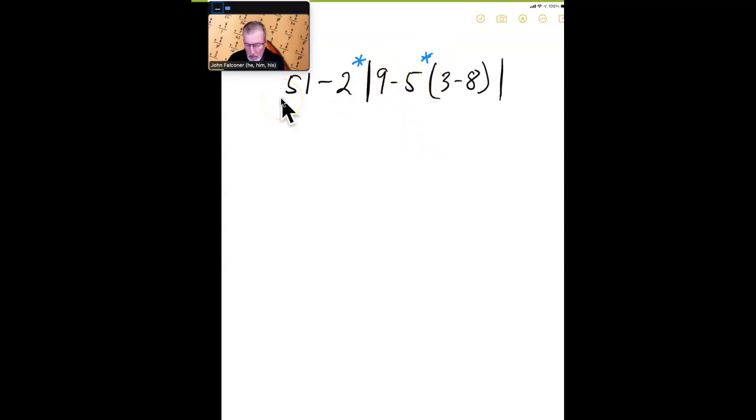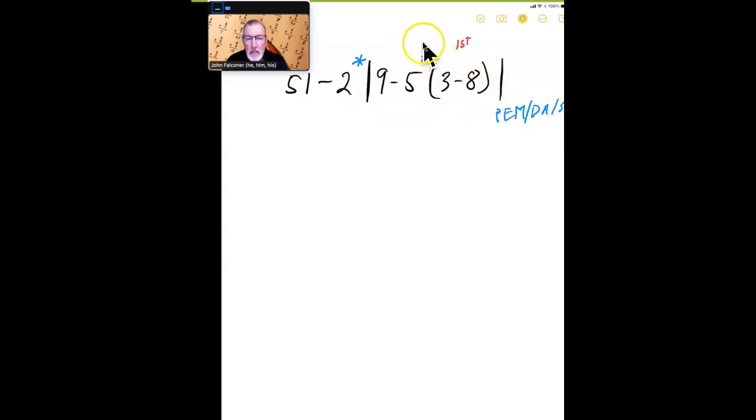Following PEMDAS, we're going to start looking at parentheses, which includes brackets and anything that isolates numbers from each other. So here we have the absolute value brackets, and then nested inside those are these parentheses. So we're going to start here. And our first operation will be there. This will be our first. And then second, we're going to stay inside these brackets. These brackets will go away once we evaluate this operation, but we're still inside the absolute value brackets.